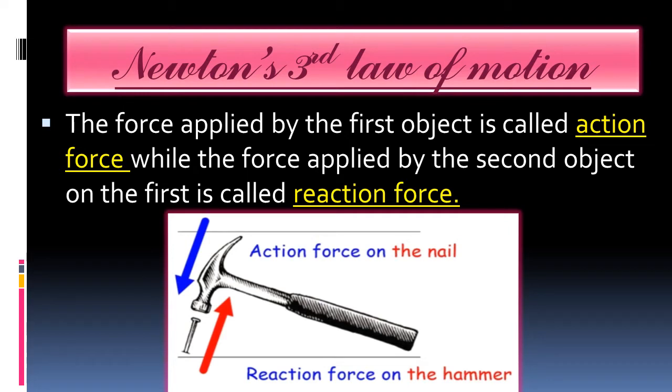On the screen you can observe one picture in which a nail is being hammered. When we are hammering a nail, what happens? Two equal and opposite forces are applied. The force applied by the hammer on the nail is called the action force on the nail, and the nail also gives a reaction force on the hammer. So this is how equal and opposite forces act in a pair. This is the action force and reaction force on the hammer.